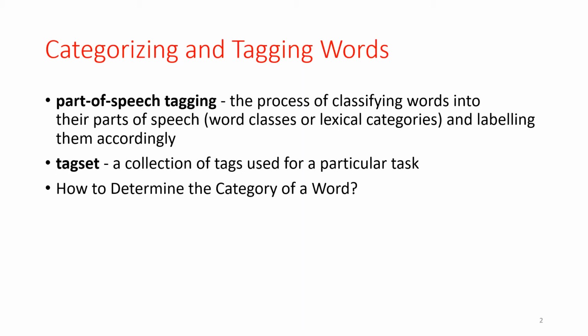Part of speech tagging is the process of classifying words into their parts of speech, word classes or lexical categories, and labeling them accordingly. A tagset is a collection of tags used for a particular task. But how do we decide what category a word belongs to in the first place? In general, linguists use morphological, syntactic, and semantic clues to determine the category of a word.